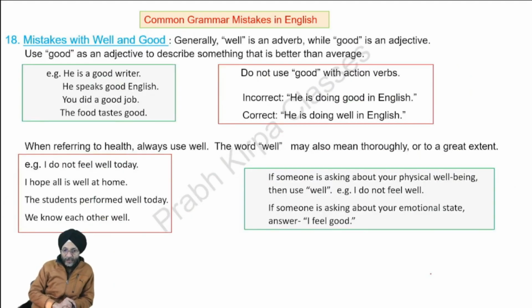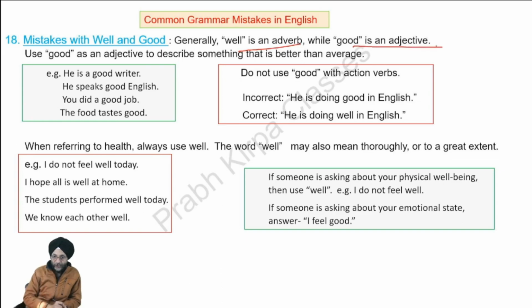Next, sometimes we get confused whether we should use the word well or good in a sentence. Generally, well is an adverb, good is an adjective. Good as an adjective is used to describe something that is better than average. He is a good writer, that is above average. He is better than an average person, an average writer. He speaks good English. You did a good job, that is better than an average person.